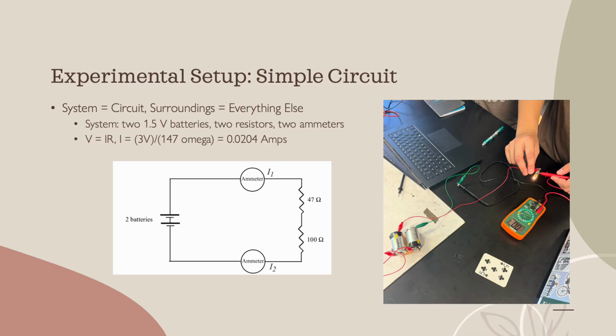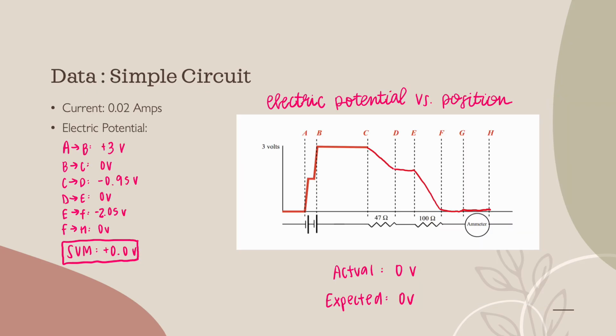We had that the system was the circuit, which was two 1.5V batteries, 2 resistors, and 2 ammeters, and the surroundings was everything else. And then we did a quick little calculation of V equals IR, as you can see here. And then here's what the setup looked like, and then a picture of our actual circuit. And from there, we were able to calculate electric potential and then sum all of those up. And you can see on the right is the actual graph of electric potential versus position throughout the circuit.